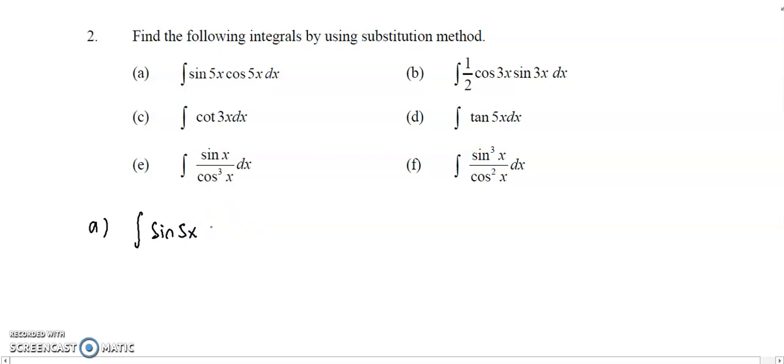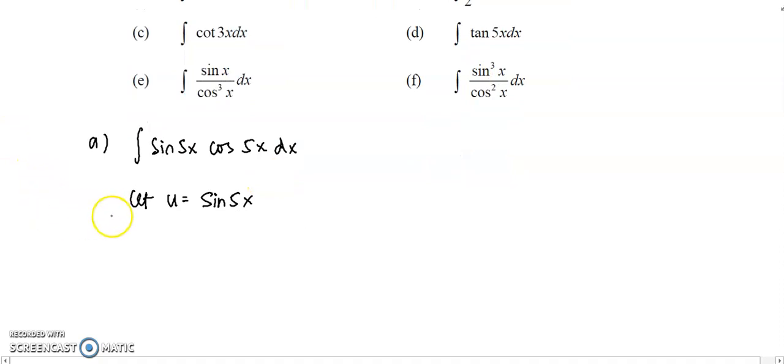If I have sine 5x multiplied by cos 5x, to use the substitution method, I will represent u as either sine 5x or cos 5x. Both are workable. For this example, maybe I let u equal sine 5x. After you set your u, you should find your du dx. du dx equals 5 cos 5x.